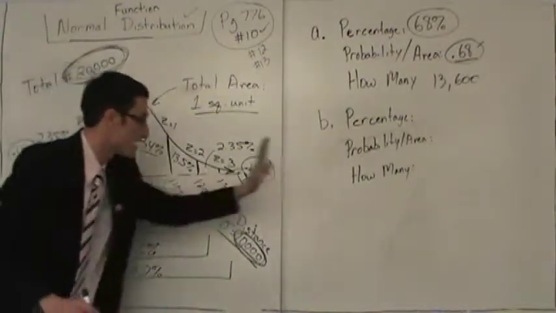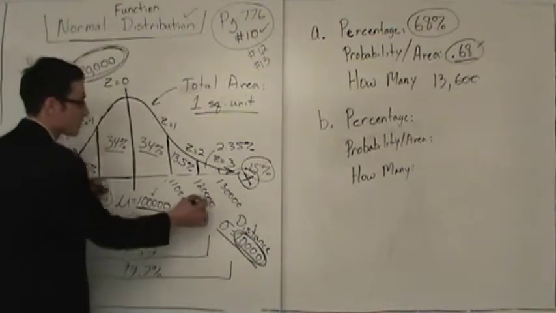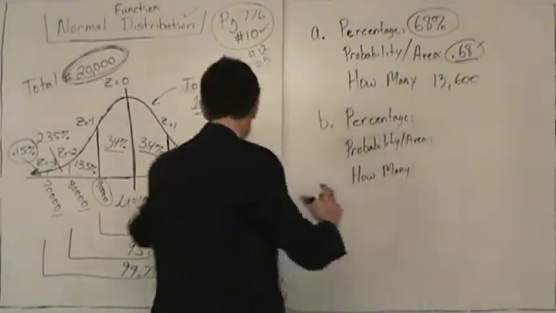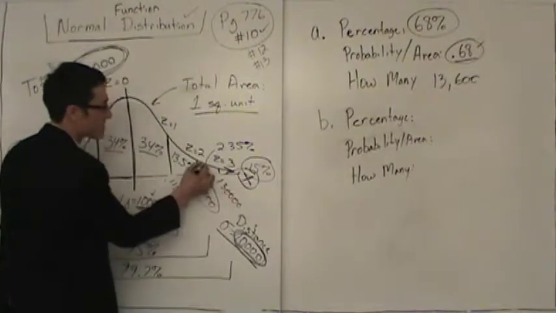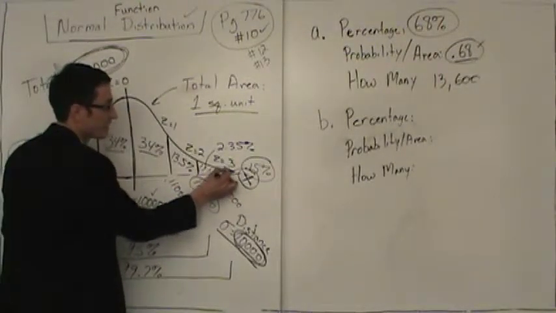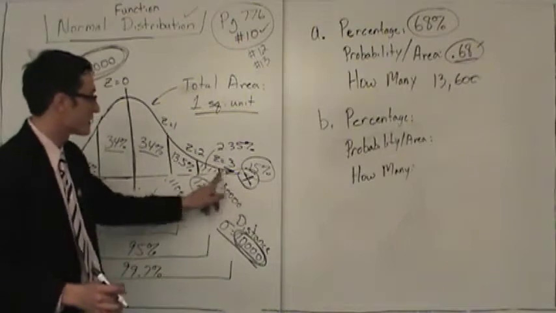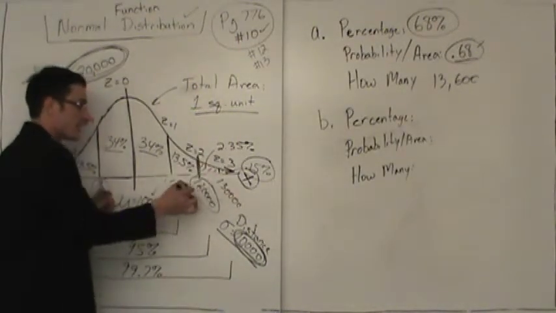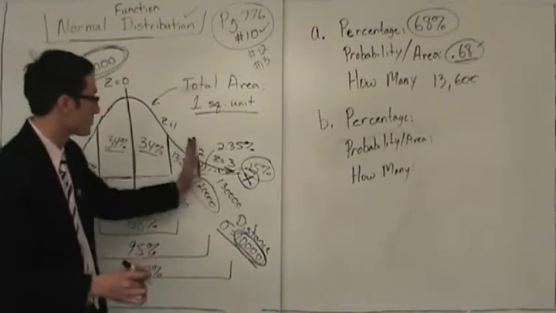It says more than 120,000. Guys, where's 120,000? 120,000 is here. More than means to the right, not to the left. So more than 120,000, we're looking at these two areas. I'm highlighting them. These two very small areas out here. We are here, I'm darkening it. We're starting at our borderline to the right.